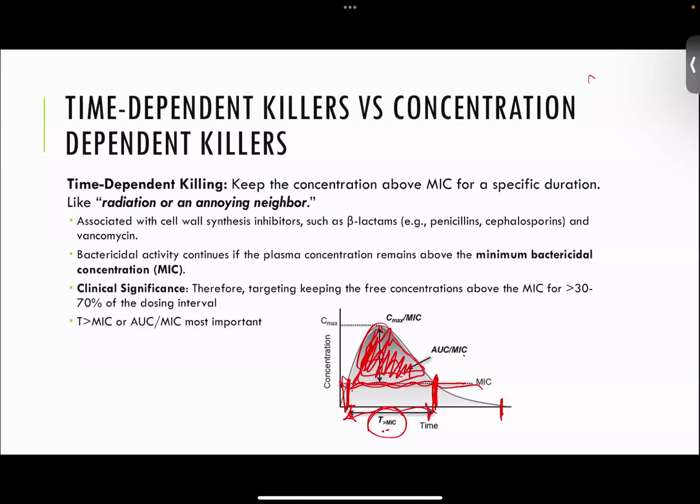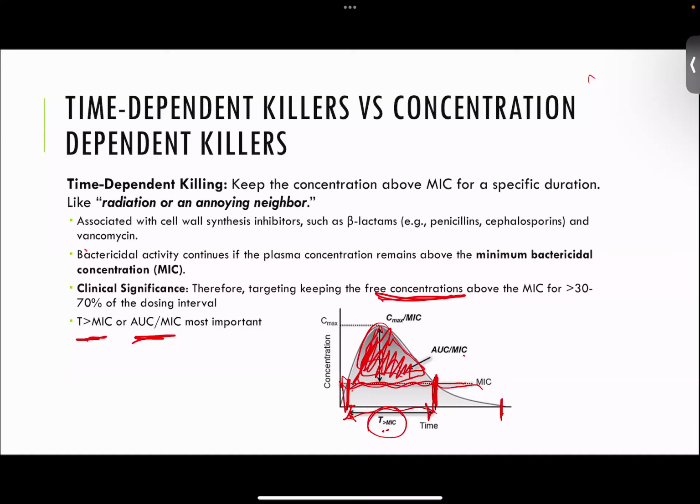Do you follow this idea? That we have to consider how we're killing the bug? So we want to keep, and notice this is free concentrations, because the only active drug is the free drug, above the MIC for 30 to 70% of the dosing interval. So time over the MIC or area under the curve over the MIC are going to be our targets here, aren't they, rather than a CSS average.